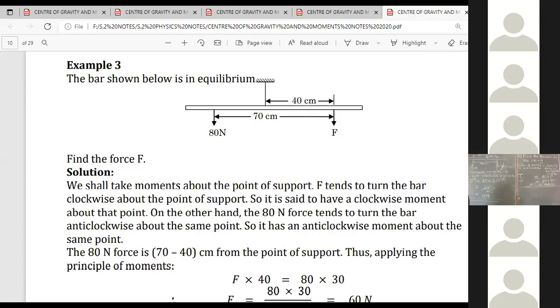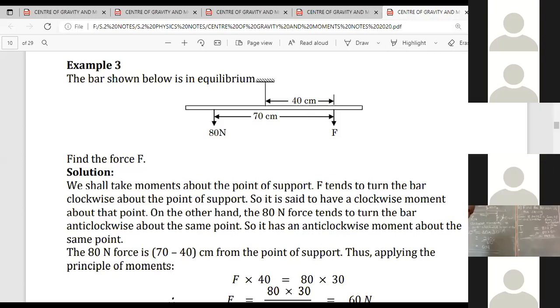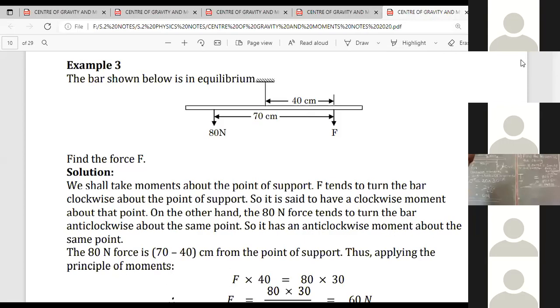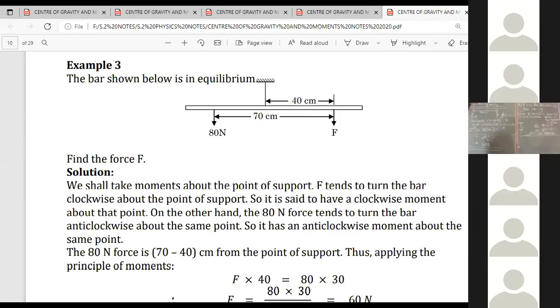Any other question before we close the lesson? How does the sum of forces in one direction being equal to the sum of forces in the opposite direction turn into T is equal to 80 plus 60? Why do we add? Are we supposed to say 80 is equal to 60? 80 is a downward force.